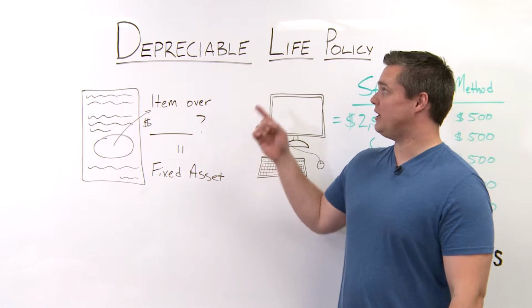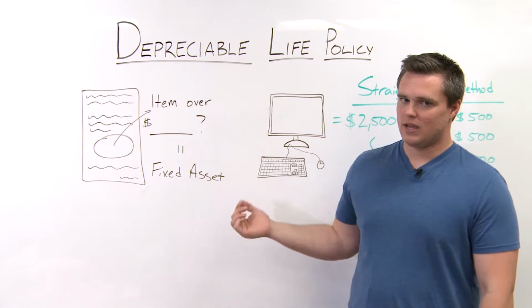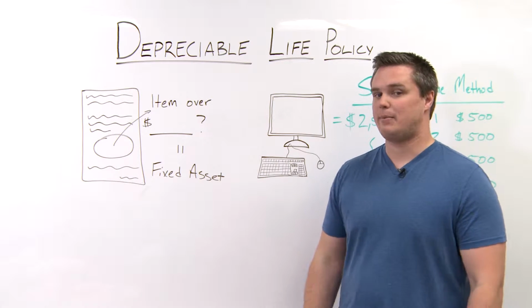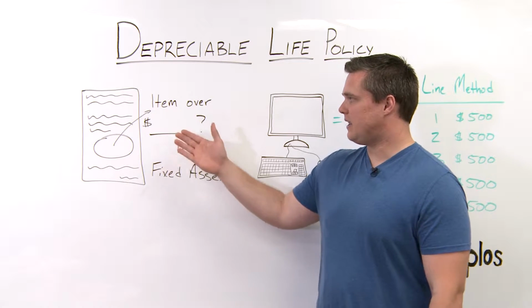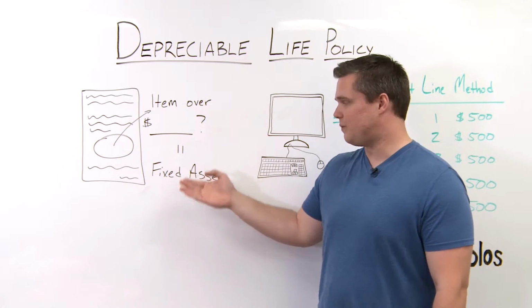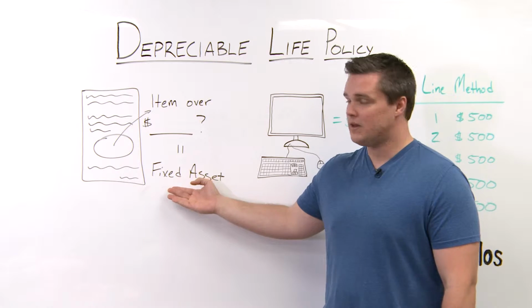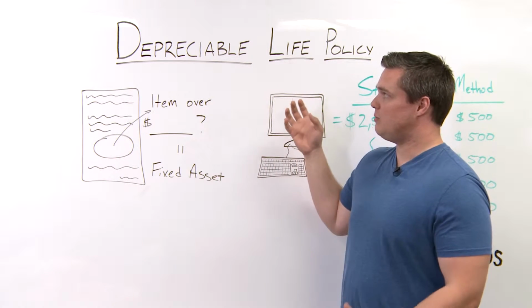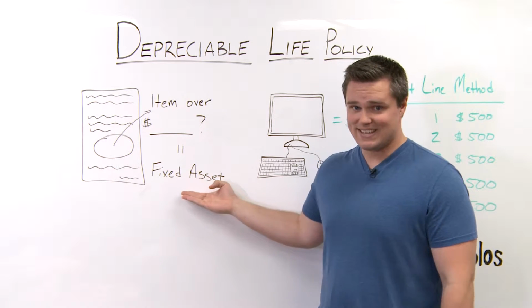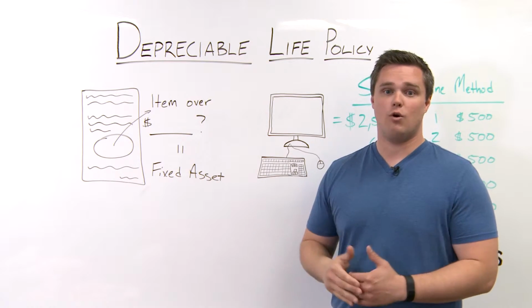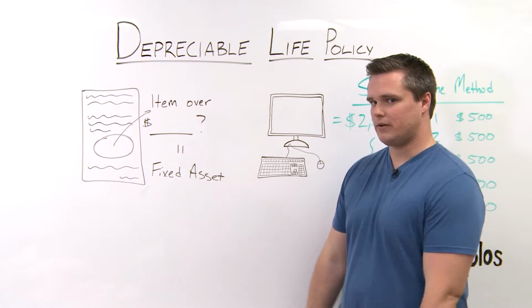Today I'm going to tell you about what a depreciable life policy is. In one of my previous videos, we talked about a capitalization policy, which is a document that your organization has that states that any item that you purchase over a certain value is going to be considered a fixed asset. The depreciable life policy is a document that takes over at that point, saying once you've decided what a fixed asset is, how are you going to depreciate it and over what period of time? So that's what we're talking about here today.